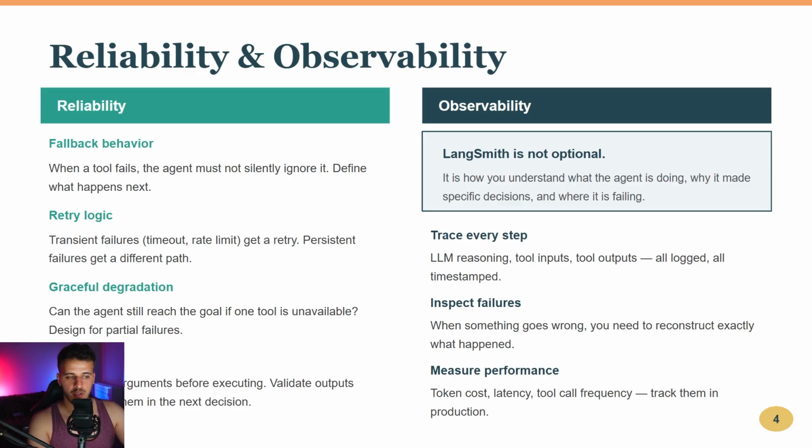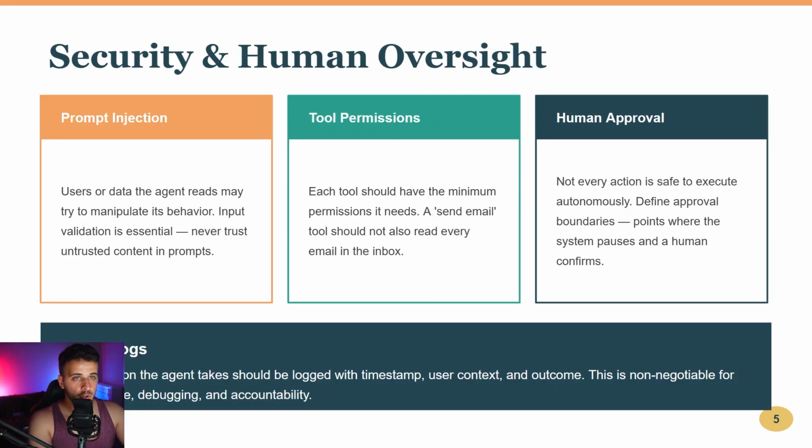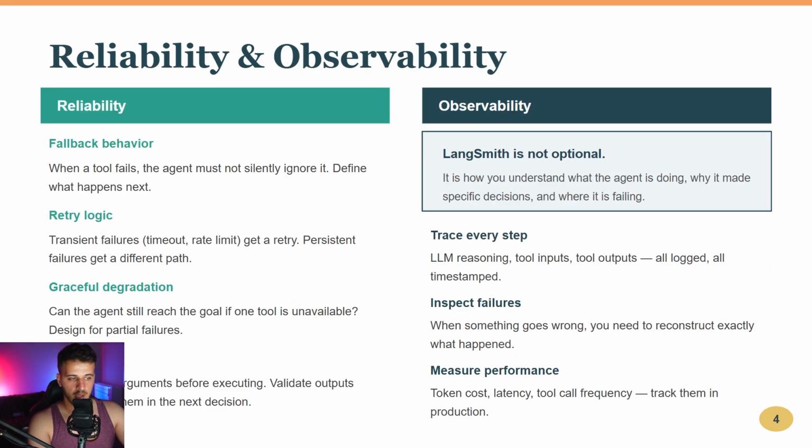This is so important. You need to be logging everything from the reasoning of the LLM to the tool inputs, the outputs. You need to log everything. When something fails, don't forget it. Understand what went wrong, reconstruct what happened, and fix it. Handle the edge cases, handle the failures, and the system will become massively better. And never forget to measure performance. See how much token cost you have.